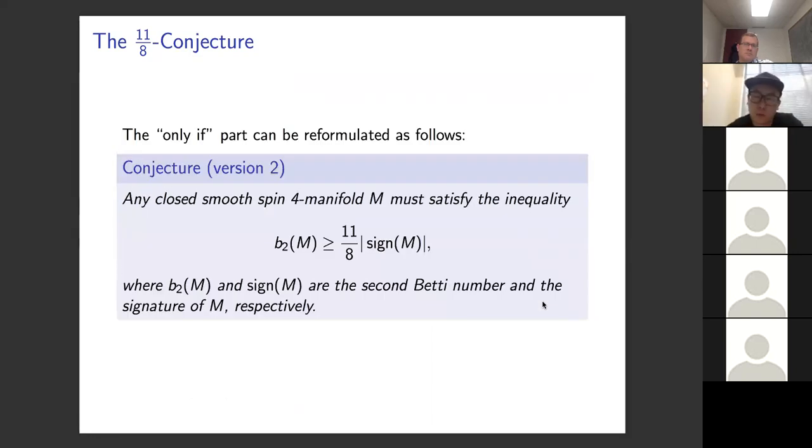So to do some linear algebra, for the two matrices we have in mind, we know the signature and the rank. That corresponds to the two invariants, the second Betti number and the signature of this manifold. Another way of phrasing this is that any closed smooth spin four-manifold must satisfy the following 11/8 conjecture inequality, namely the second Betti number has to be greater than or equal to 11/8 times the absolute value of the signature.